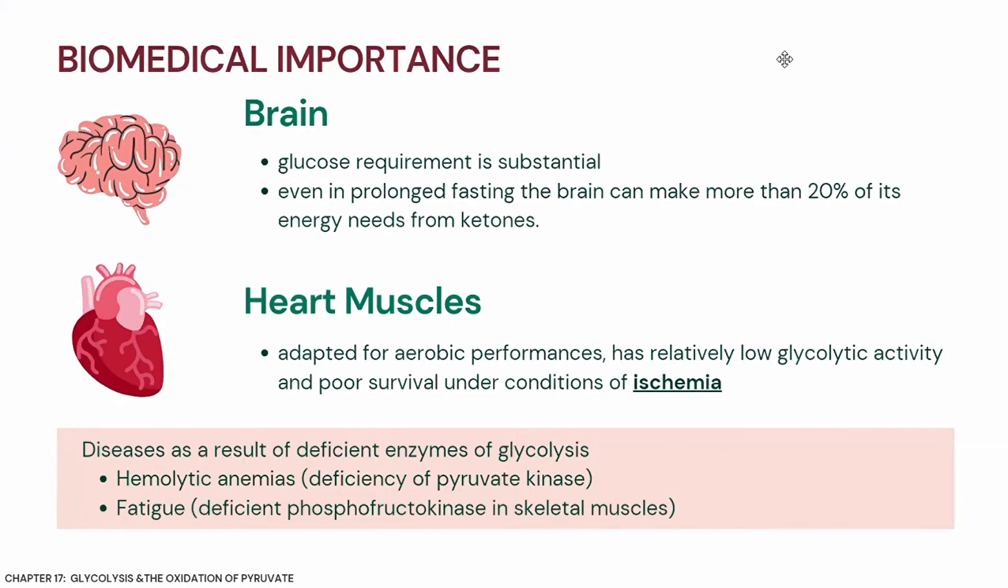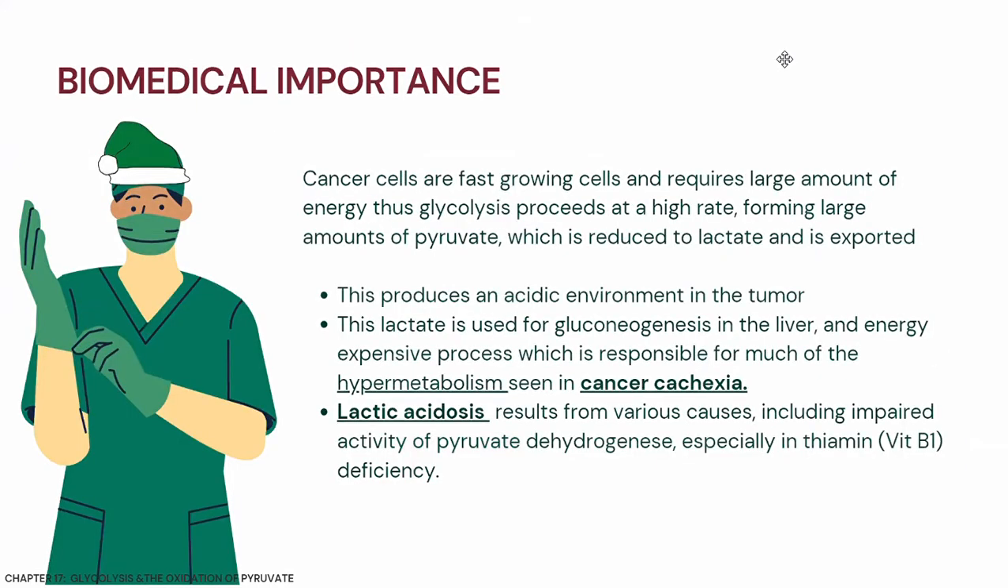Still on biomedical importance, cancer cells are fast-growing cells. We know that, and they require a large amount of energy. Glycolysis is utilized by cancer cells, and so they form a large amount of pyruvate, which is reduced to lactate and is exported. Now, when pyruvate, the product of glycolysis, is converted to lactic acid, it means that that type of glycolysis does not require oxygen. So it is anaerobic glycolysis.